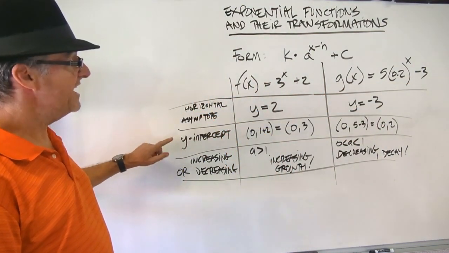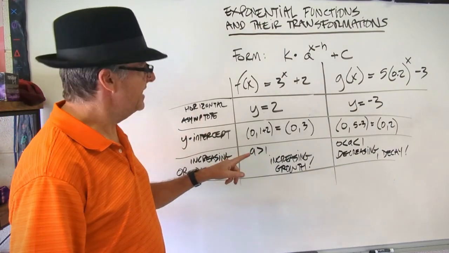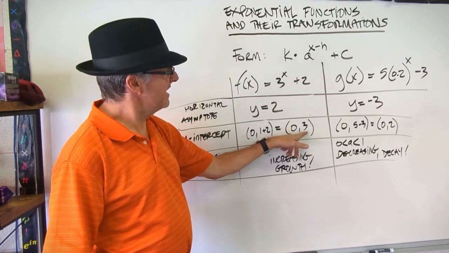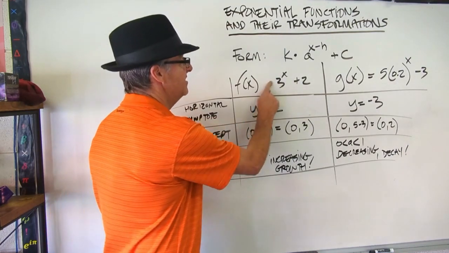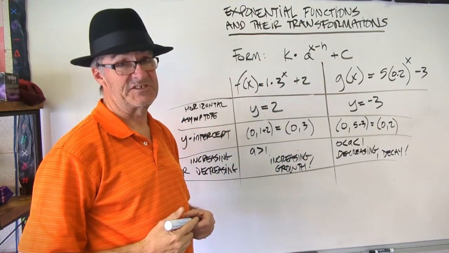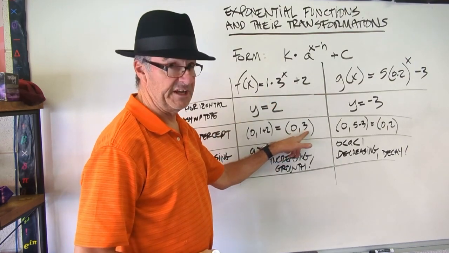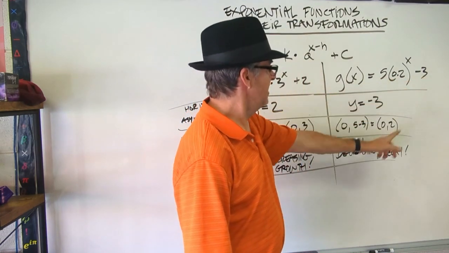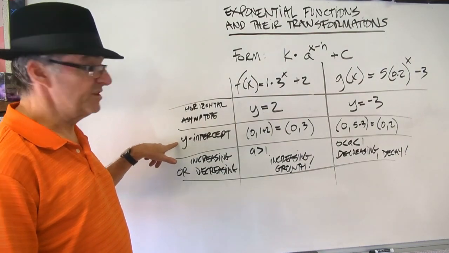Now, next one, y-intercept. That's going to be 0. Remember, at the y-intercept, the x is always 0. And it's going to be k plus c. Now, this is 3. You might think, there's no k. Why isn't it 2? Well, there is a 1 there. We could write 1 times 3 to the x plus 2. So there's a 1, even though we don't write it. So that's why it's 0, 3. Now this one, we have 0 again, and we have 5 minus 3, and that gives us 0, 2. Okay? So that takes care of the y-intercept for these two functions.